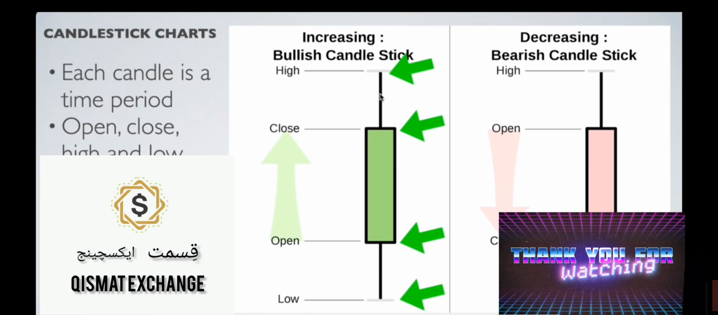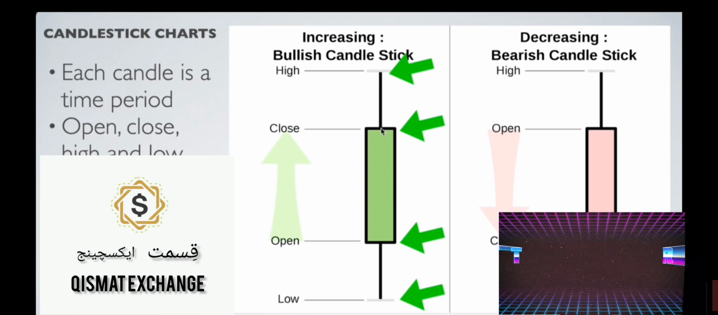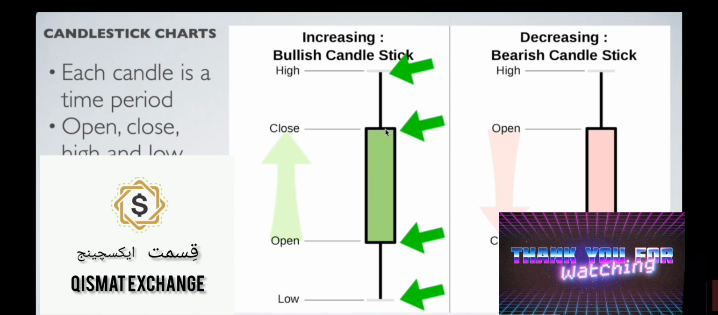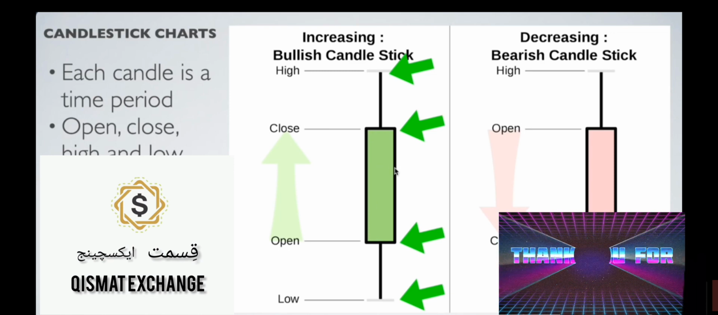And then sellers came in once more. And at the end of the time period, that is where the price was. And so that is the close. It was above the open. And so we give it a green color.